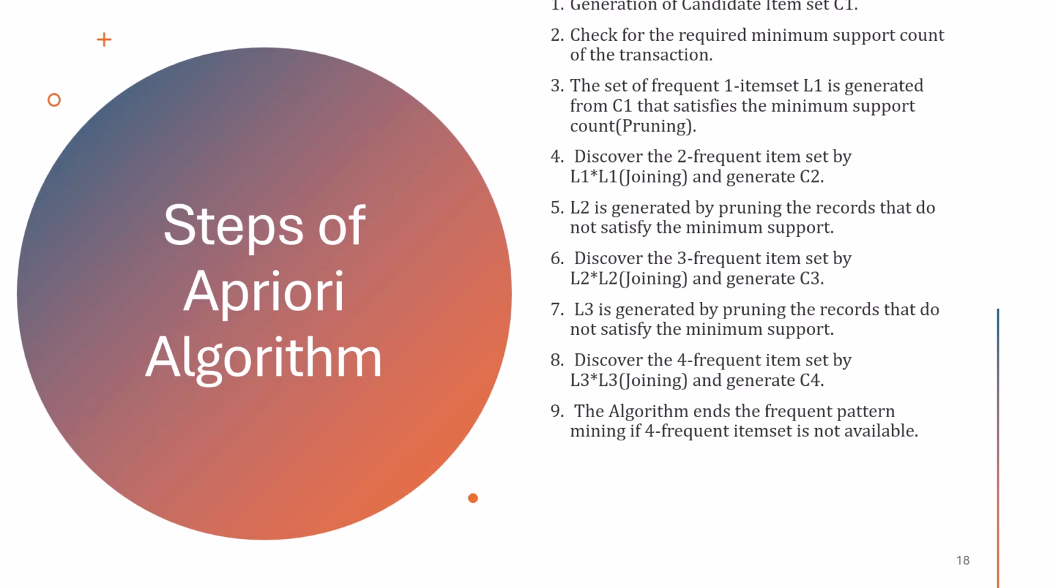Step 6: discover the frequent 3-itemsets: L2 is joined with L2 to generate the C3 table. Step 7: L3 is generated by pruning the records that do not satisfy the minimum support. Step 8: discover the frequent 4-itemsets: L3 is joined with L3 to generate C4. Step 9: the algorithm ends the frequent pattern mining if 4-frequent itemsets are not available.